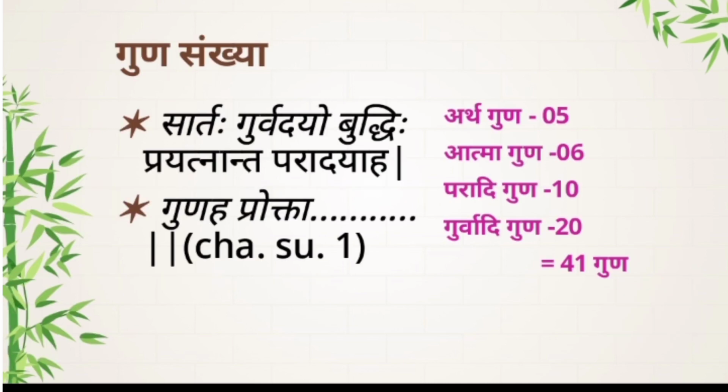Guna Sankhya. So how many gunas are there? Anything with varied characteristics is guna, we have already said. So what are the different gunas that are accepted by Ayurveda for use in the treatment? Those are Sartaha gurvadayo buddhi prayatna anta paradayaha gunaha prokta. So Arta guna, Sa Arta is nothing but Arta guna, indriyartha 5 in number, shabda sparsha rupa rasa gandha. Atma guna, Adhyatmika guna 6 in number, Paradi guna or chikitsa upayogi guna 10 in number, Guruvadhi Guna or Sharirika Gunas are 20 in number. So totally Ayurveda accepted the 41 gunas.